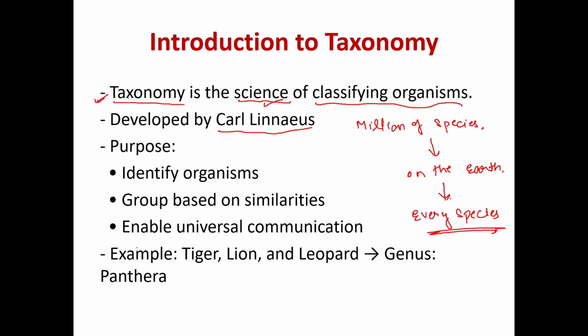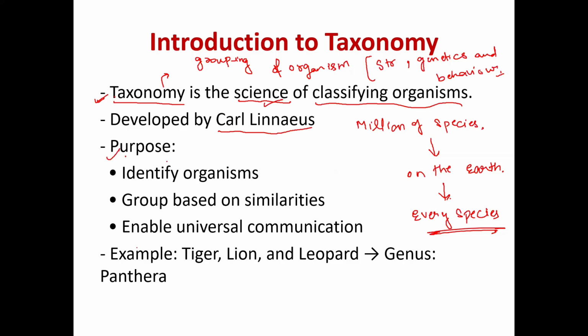So basically taxonomy is the science of grouping organisms. It includes identifying, classifying and nomenclature. So grouping of organisms based on similarity in structure, similarity in genetics and similarity in behavior as well.